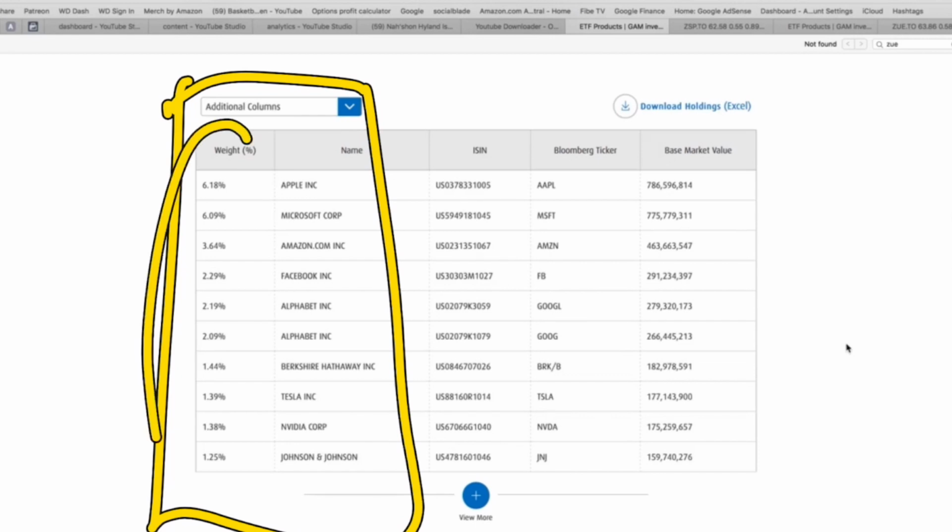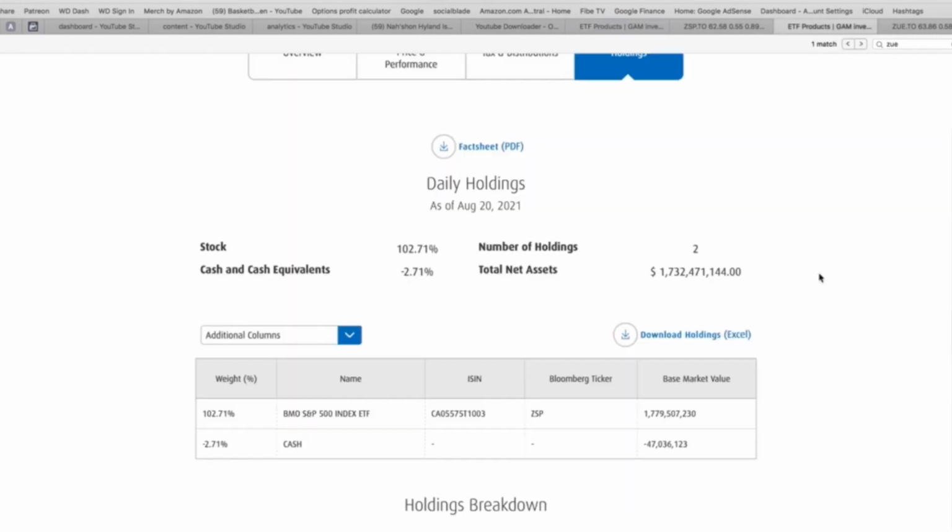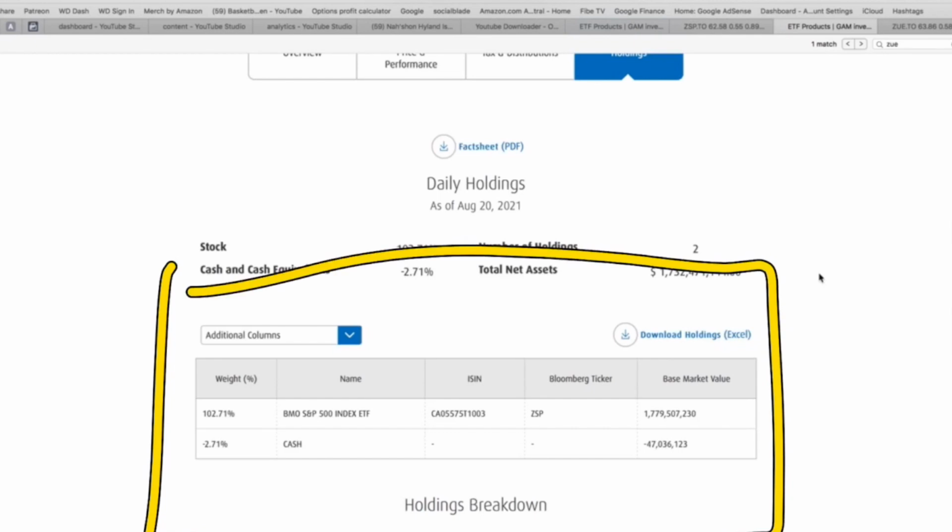So when it comes to percentages, this is what ZSP is holding. It's holding Apple, Microsoft, Amazon, Facebook, Google, Berkshire Hathaway, Tesla, absolutely amazing company, Nvidia, and Johnson & Johnson. Meanwhile, ZUE is going to be holding BMO, S&P 500, ZSP. Now you're probably wondering, well, if it just holds that, then what's the difference?